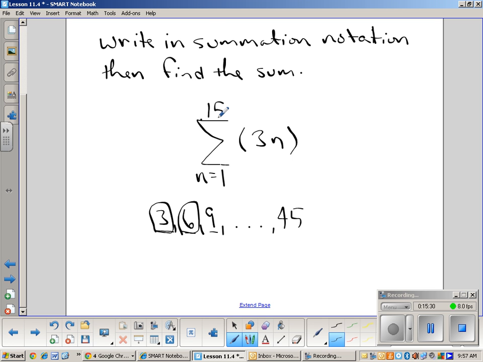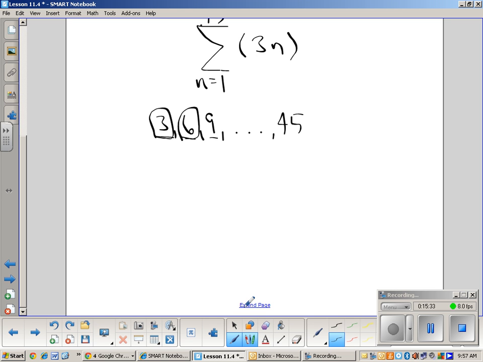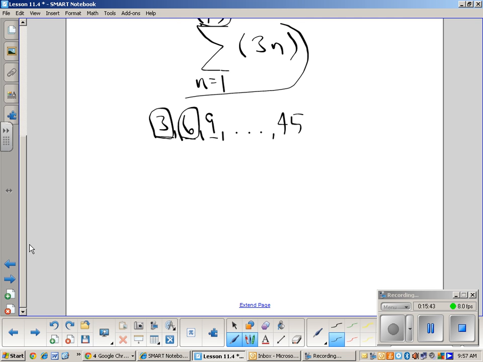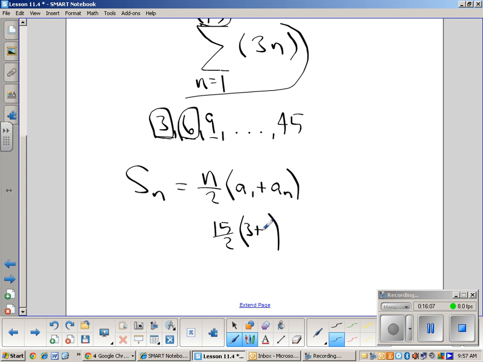Okay? Now they said find the sum. Well, I didn't really need any of this up here to find the sum, except for I needed this number, didn't I? So I'm going to write the formula out: a sub 1 plus a sub n times n over 2. And so this means 15 over 2 times 3 plus 45.